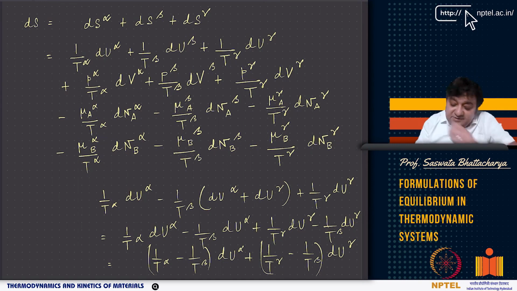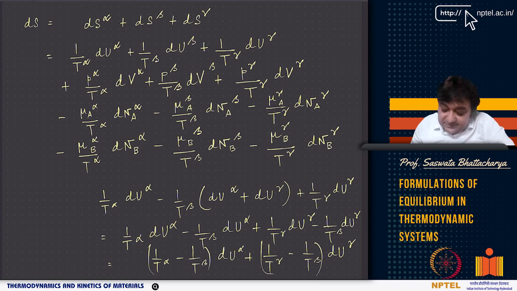Similarly, you have this expression: P alpha by T alpha dV alpha, P beta by T beta dV beta, P gamma by T gamma dV gamma. Now you have minus mu for species A, so minus mu A alpha by T alpha dNA alpha, minus mu A beta by T beta dNA beta, minus mu A gamma by T gamma dNA gamma. Right? Now you do it for B also.